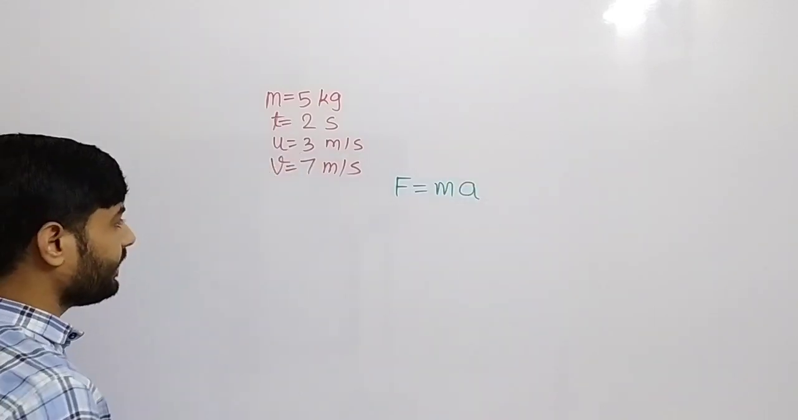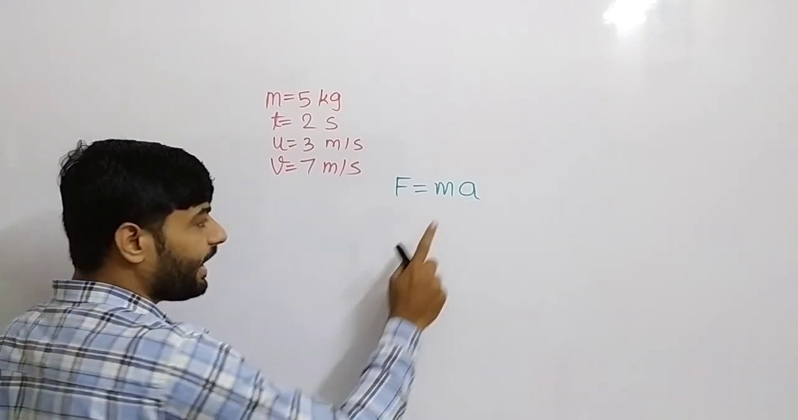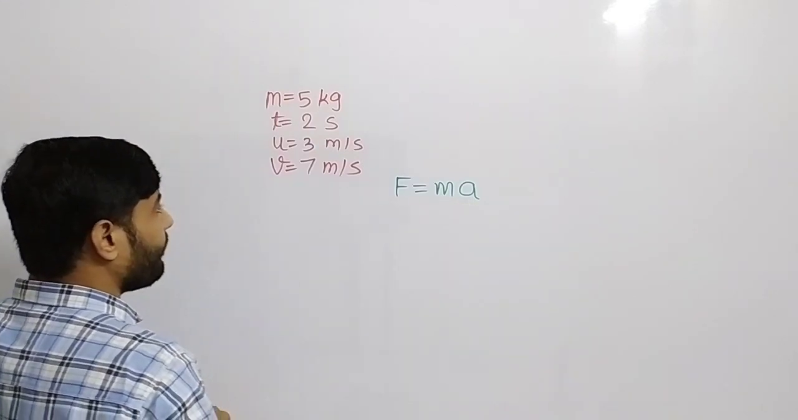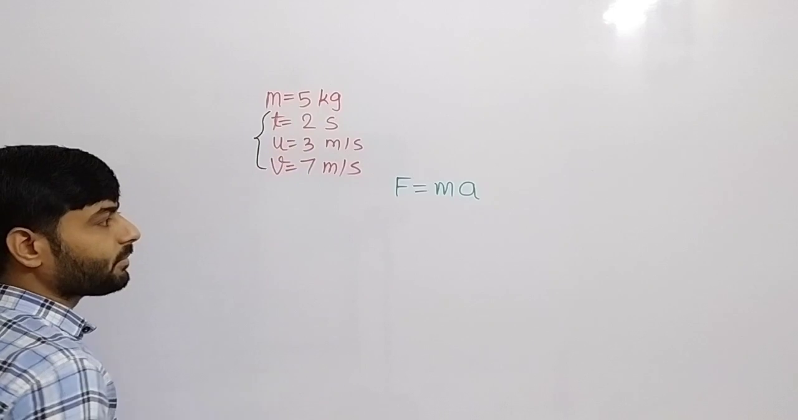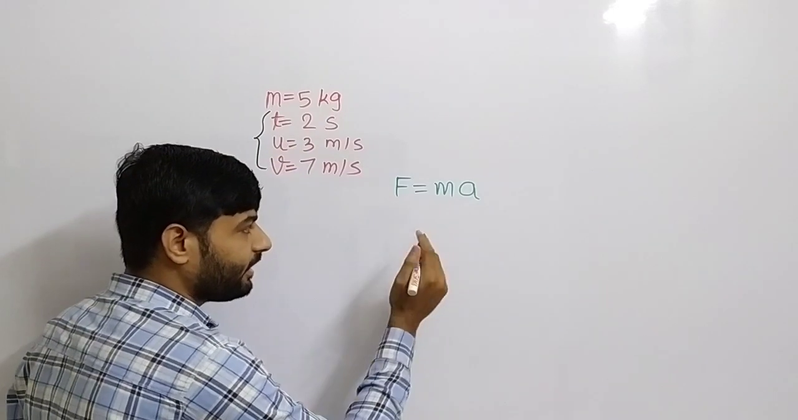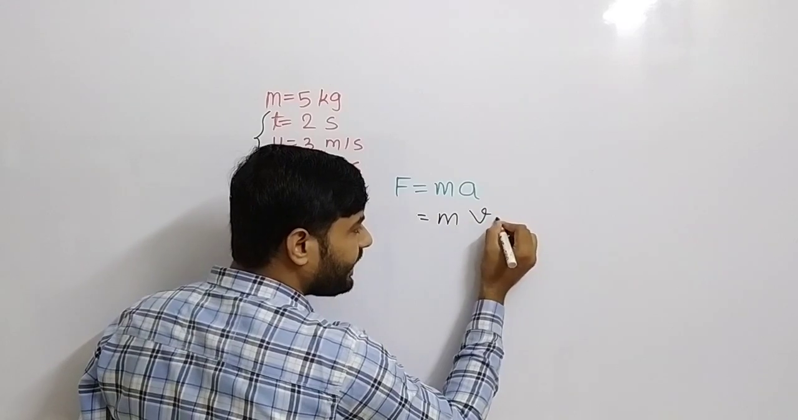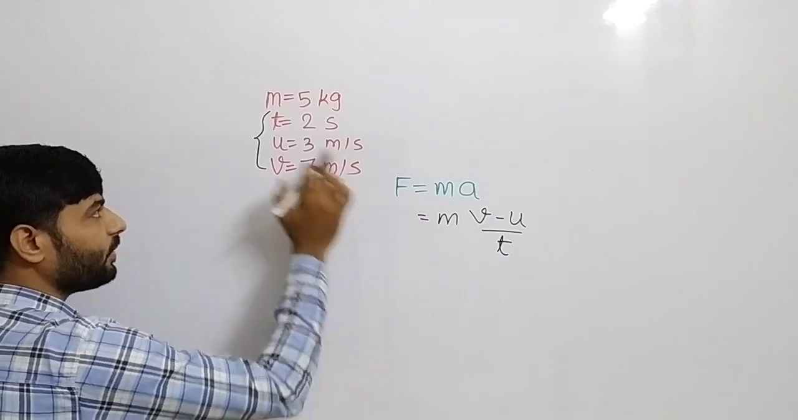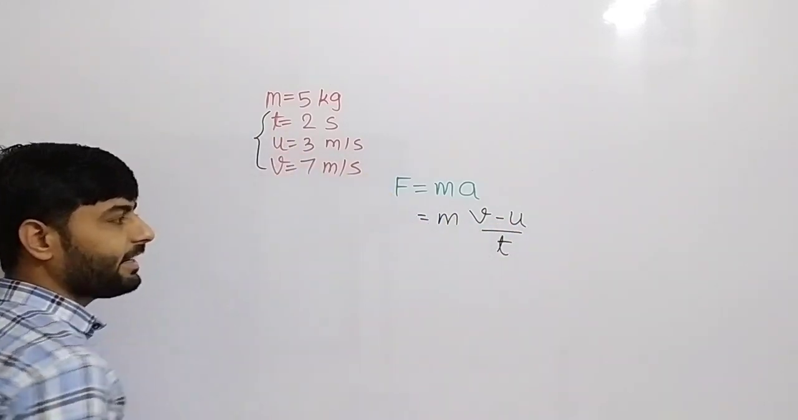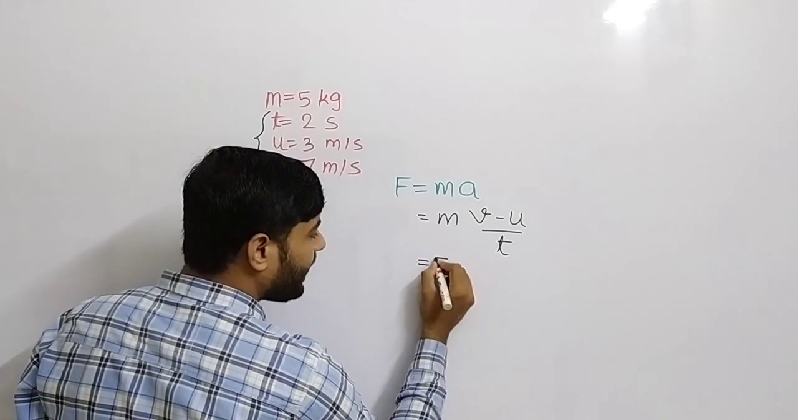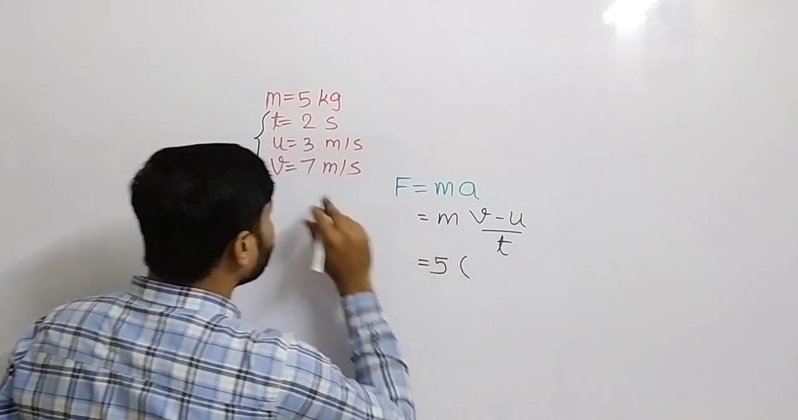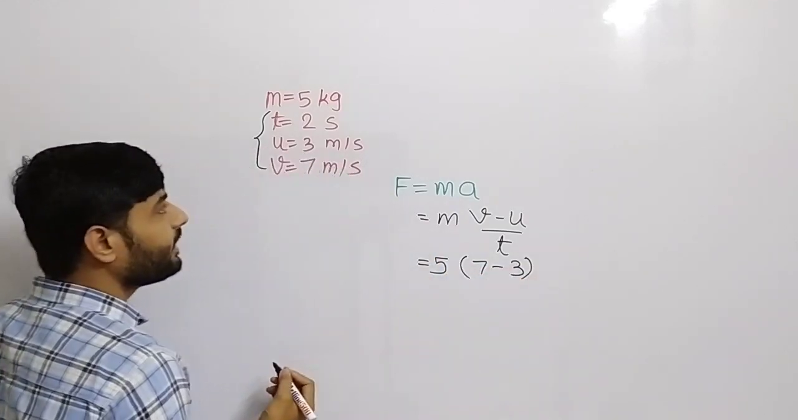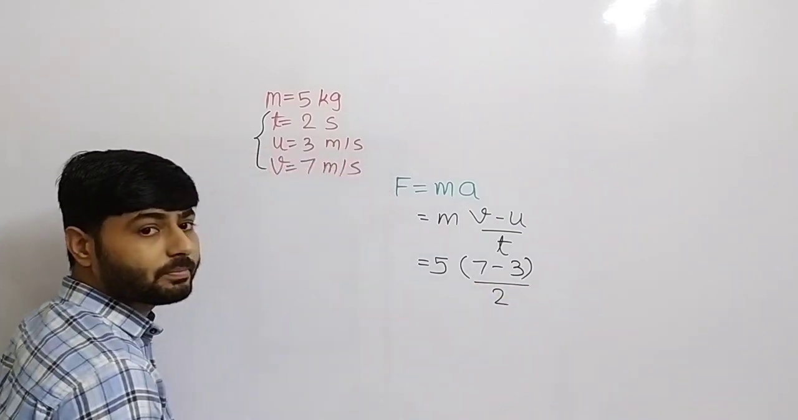Now let's think. We want to find F. We have mass, yes, we have mass, but we don't have acceleration. But we have velocity change and time. So we can derive acceleration by the formula v minus u divided by t. Now we have all values m, v, u and t. Let's put the values. Mass is 5 kg. Velocity is 7 minus initial velocity 3, divided by time taken, 2.